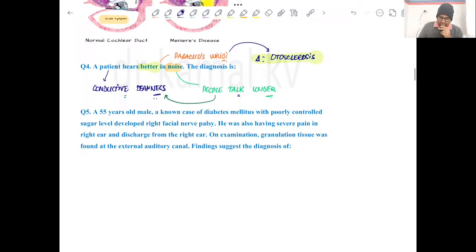Now moving forward, a known case of diabetes is not properly maintaining the sugar levels, and now he is having facial nerve palsy.